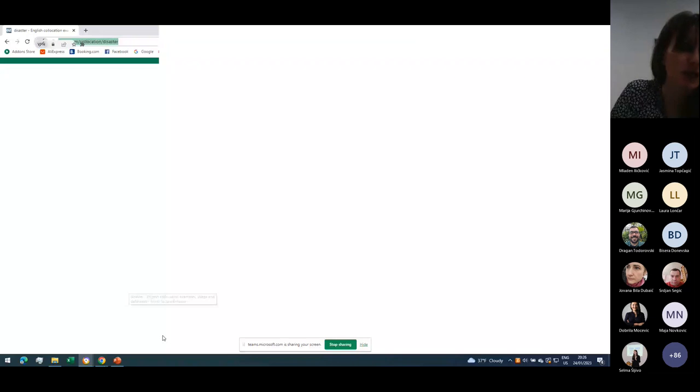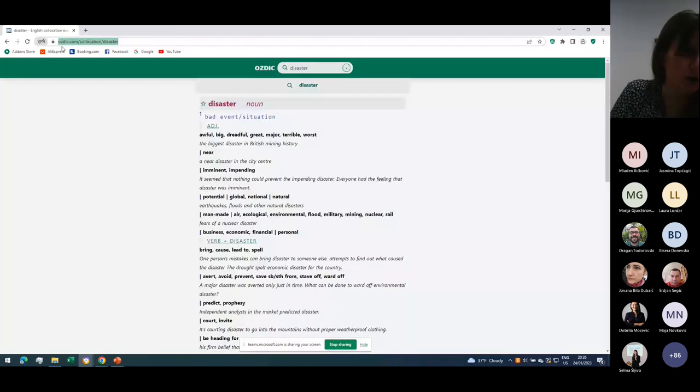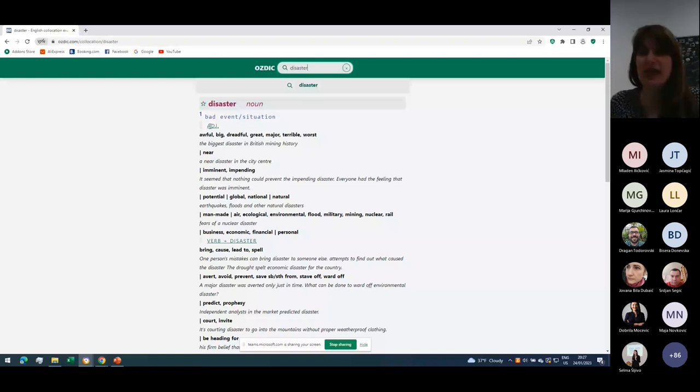And the other tool is this one, ozedic.com. You can search, for example, world disaster, and it will give you adjectives used in collocations with a word disaster. So this helps you when, for example, you block, you can't remember the right word which will go with disaster, and you just type it. So: awful disaster, big, dreadful, great, major.